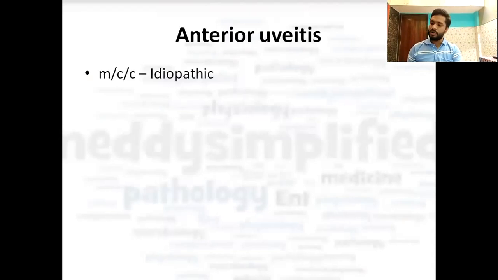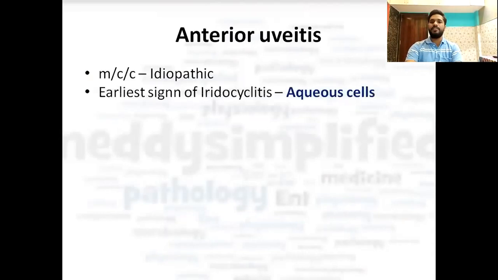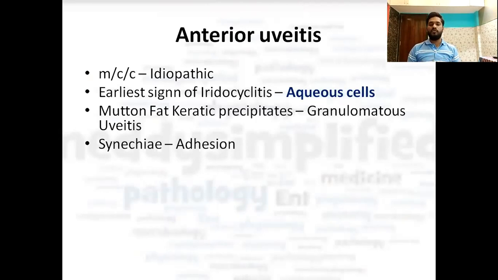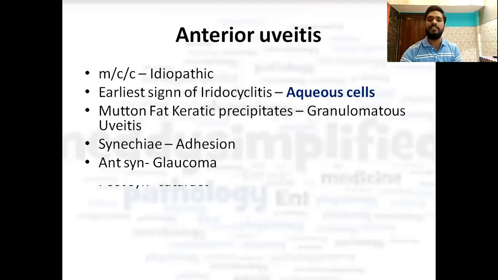Now talking about anterior uveitis, the most common cause is idiopathic, it is unknown, and the earliest sign of iridocyclitis, that is a manifestation of anterior uveitis, is aqueous cells. Mutton fat keratic precipitates are a sign of granulomatous uveitis in anterior uveitis. If synechiae are formed in anterior uveitis, it might cause adhesion, right? If it is an anterior synechia, it will manifest further as glaucoma, whereas if it is a posterior synechia, it will manifest as cataract.